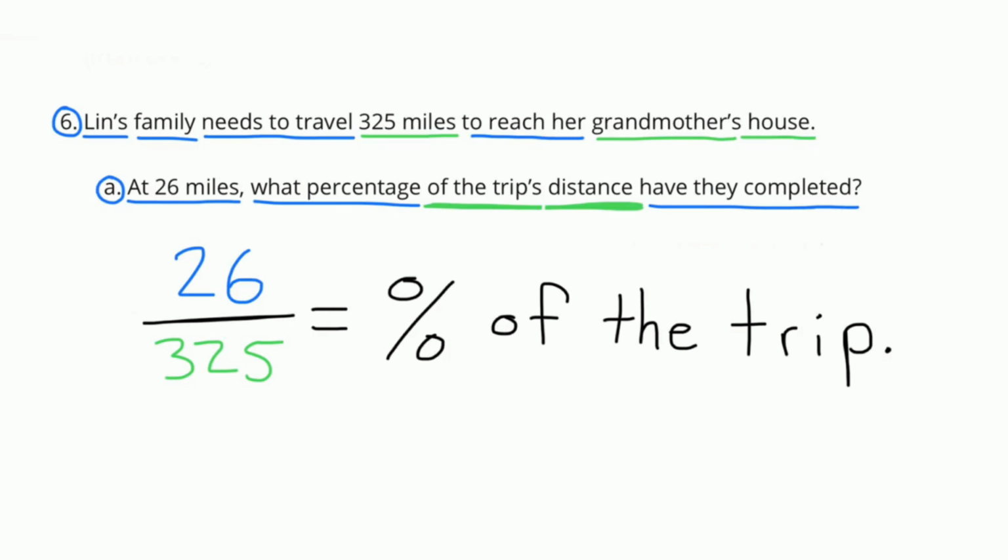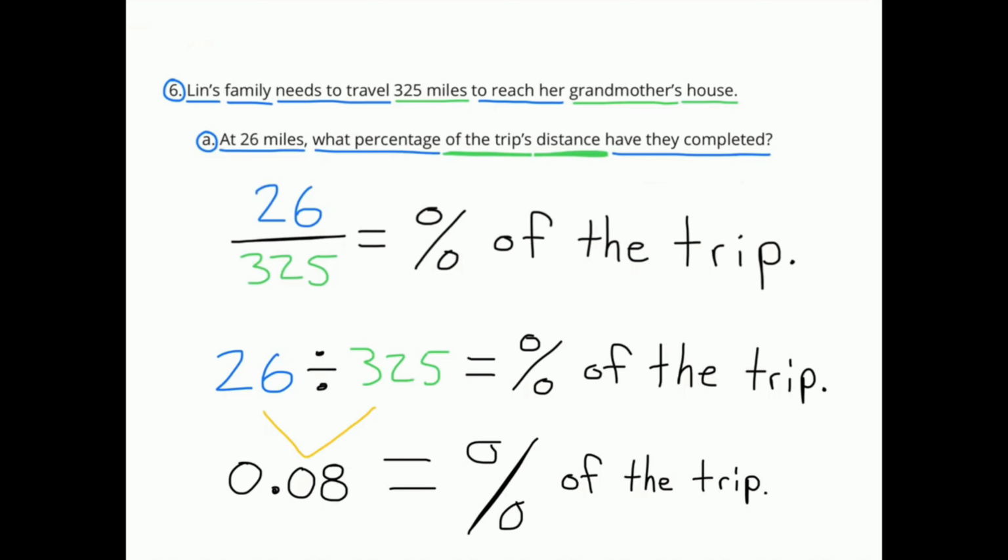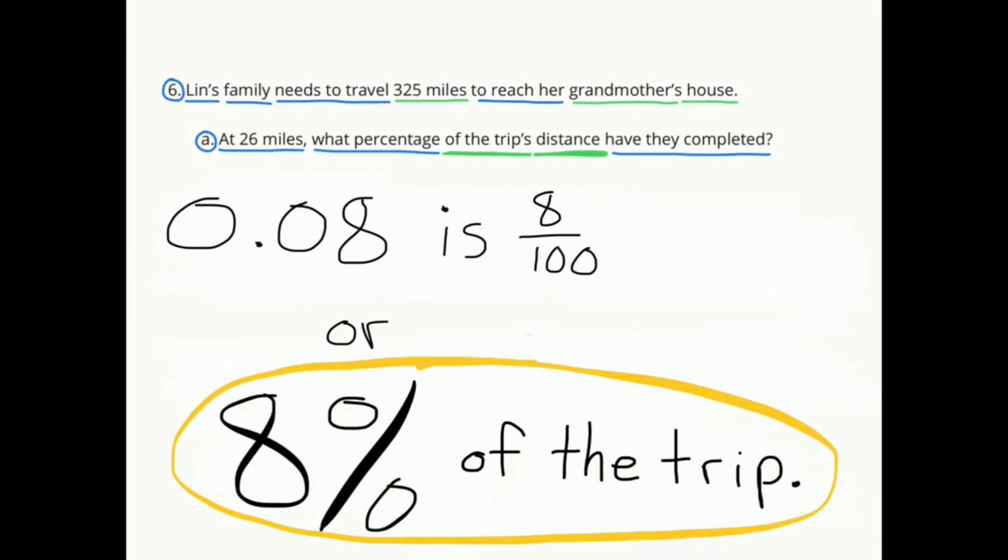Number 6. Lynn's family needs to travel 325 miles to reach her grandmother's house. A. At 26 miles, what percentage of the trip's distance have they completed? It can be written as 26 over 325, or as 26 divided by 325. Either way, it's going to give you the percentage of the trip completed. 26 divided by 325 equals 8/100, and 8/100 is 8%. After 26 miles, Lynn's family has traveled 8% of the trip.